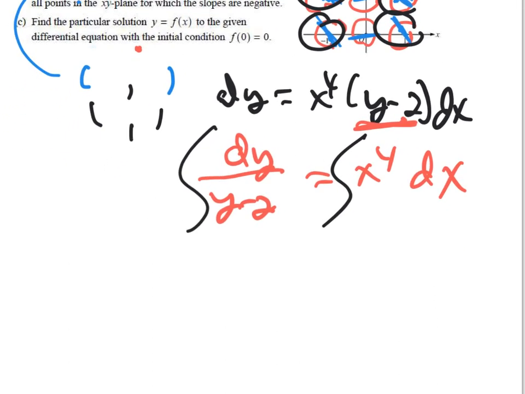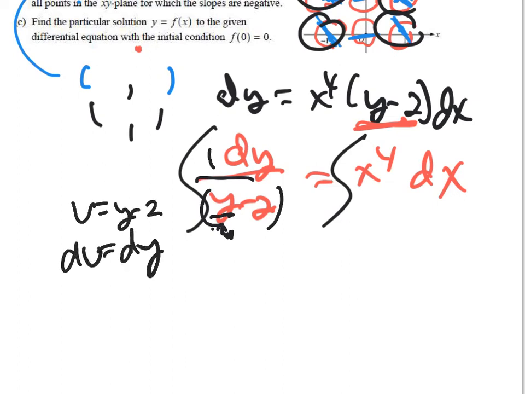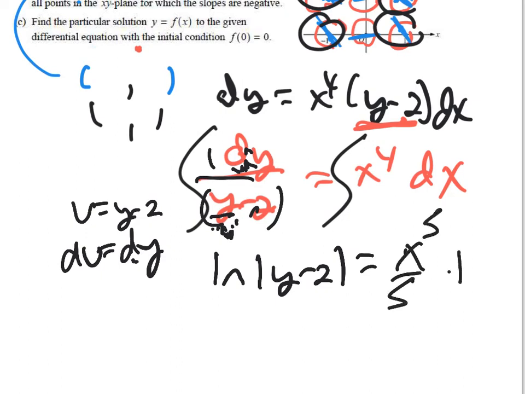Now, the hard part. When I integrate this, it's 1 over y minus 2. So how do I integrate that? Du over u. If u equals y minus 2, du has to be dy. Check it out. So how do I integrate du over u? Natural log. Natural log of what? U, which is y minus 2. Absolute value. That's the easy part: x to the 5 over 5 plus c.